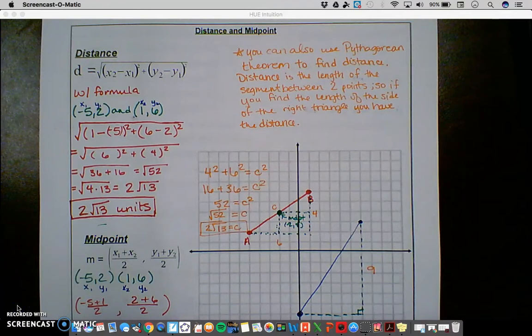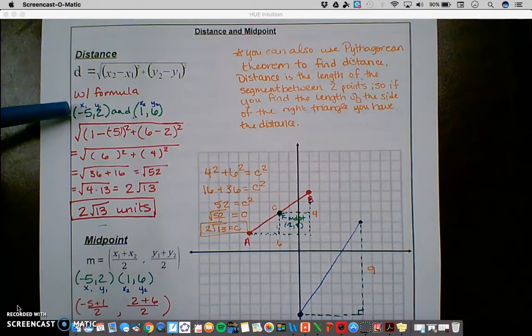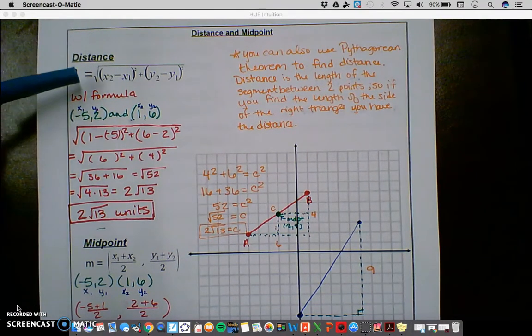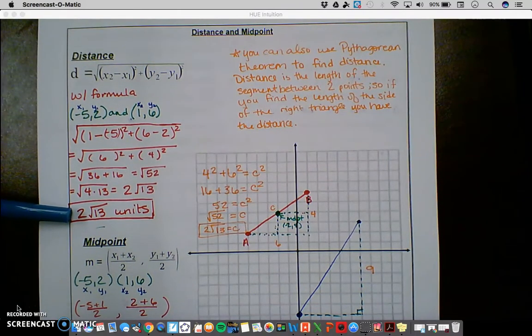The next page has to do with distance and midpoint. I've plotted a couple of segments that I want you to practice on. The first is the segment with the points -5, 2 and +1, 6. And you can use the distance formula to find that that distance is 2√13.